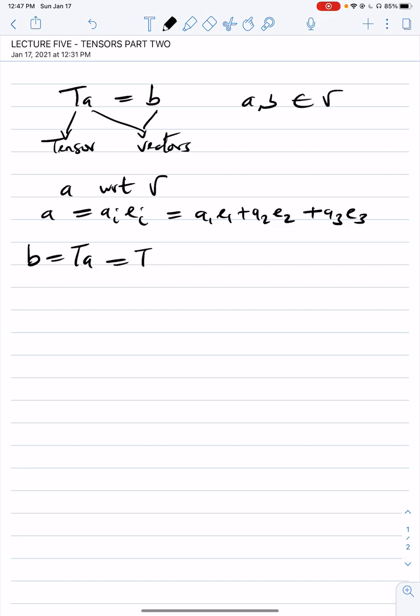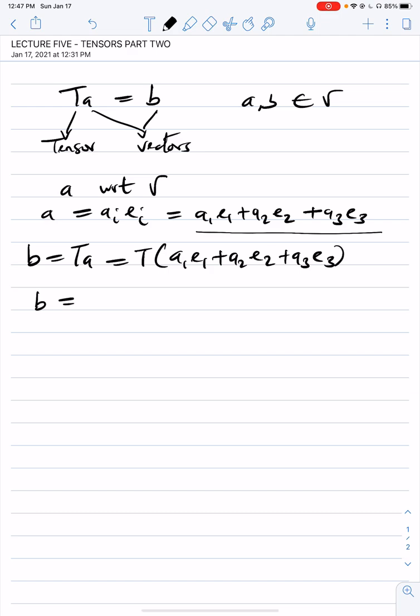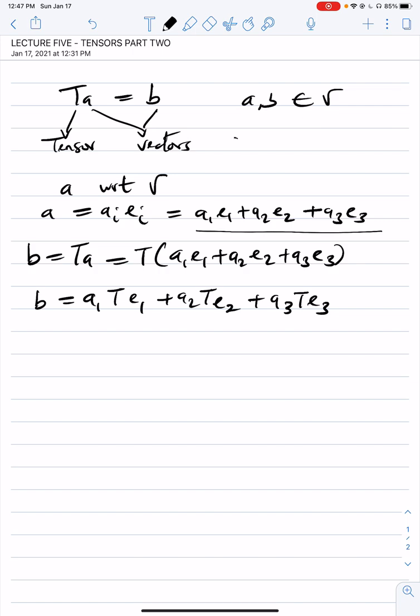So we can substitute the A above into this. It's T(A1 E1 plus A2 E2 plus A3 E3). That gives us A1 T E1 plus A2 T E2 plus A3 T E3. Good.